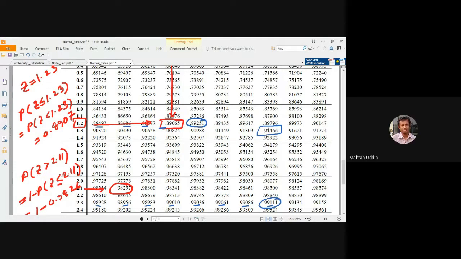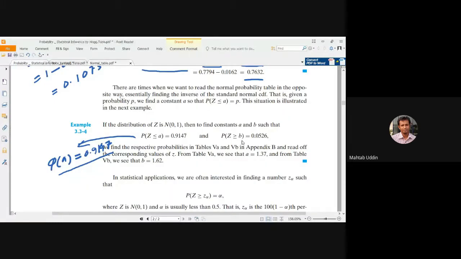Yes, sir. Then what is the input for this? 1.30, 31, 32, 33, 34, 35, 36, 37, right? So it is the probability for the input 1.37. Am I right? Yes, sir. That is going in reverse. You can see what is the value of a? 1.37, exactly what we have said.